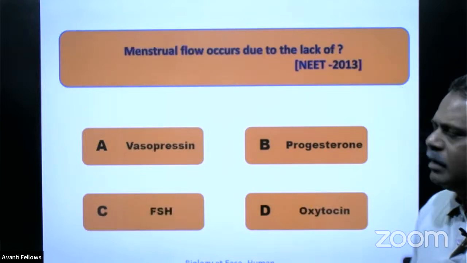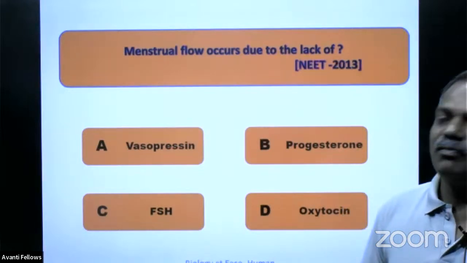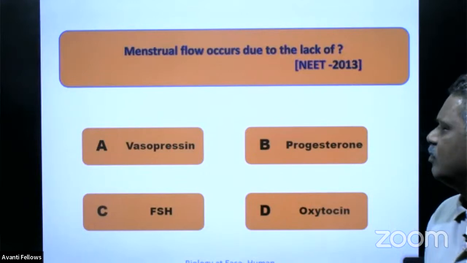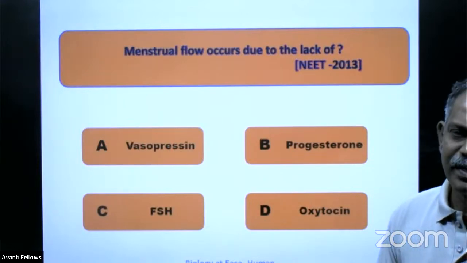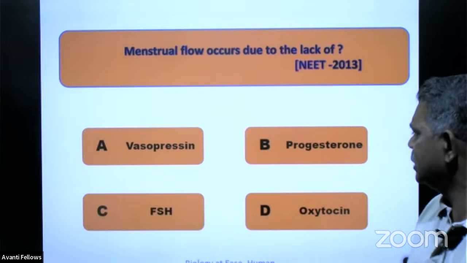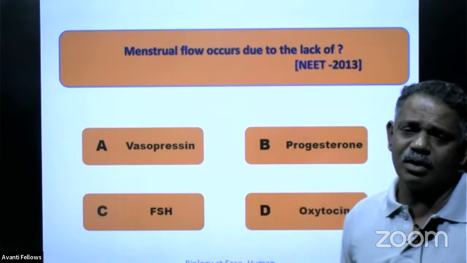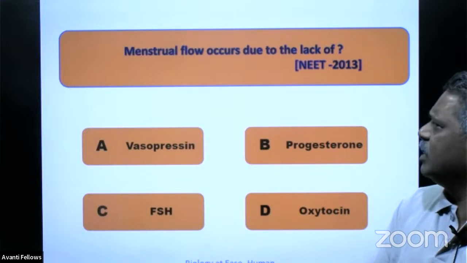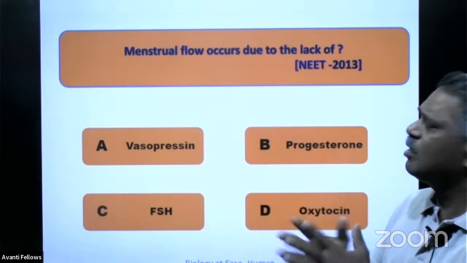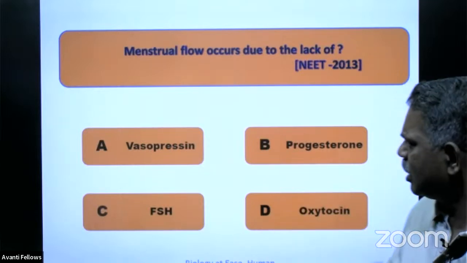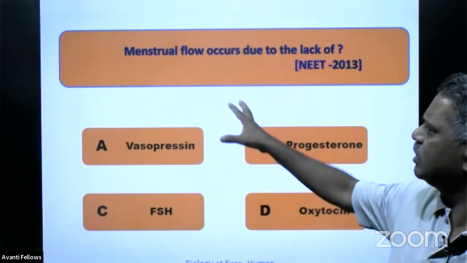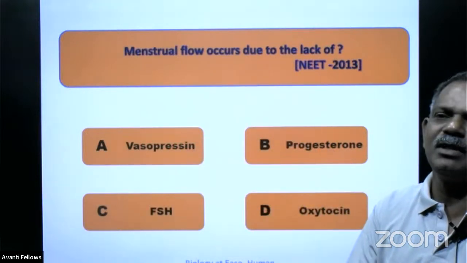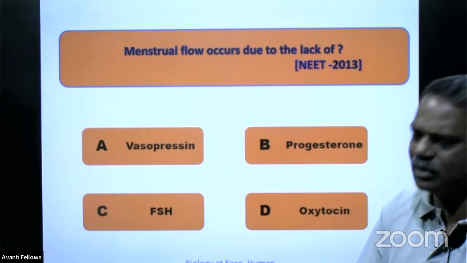It is a question related to the menstrual flow. The menstrual flow occurs due to the lack of which hormone? It is not asking which hormone is responsible for the menstrual flow, but the lack of which hormone. Which hormone is not there in the body, which causes the destruction of all kinds of blood vessels, glands and everything from the endometrium, and it flows out?